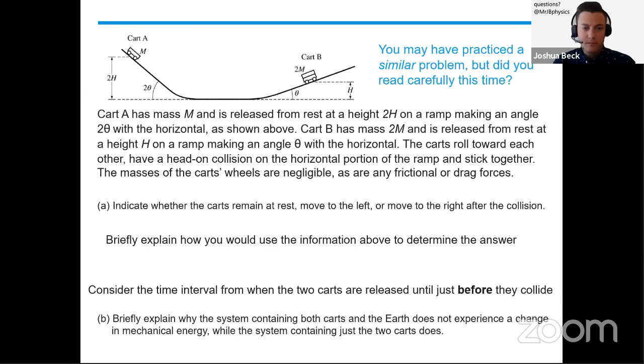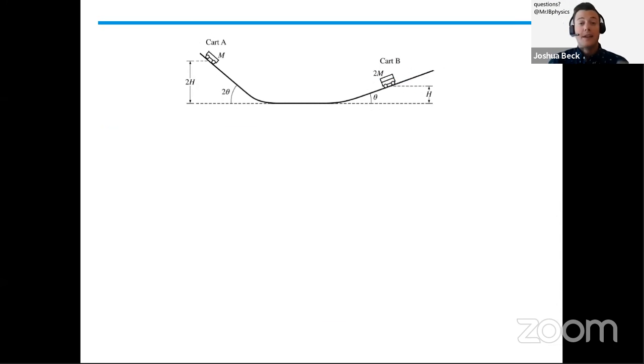Part A of this question is originally formatted asking you to determine if these carts, after they collide, will remain at rest, move to the left, or move to the right. I asked you to briefly explain how you would use that information to find your answer. So what I actually want to do is go through the actual process of finding the answer. I'm going to go pretty quickly.